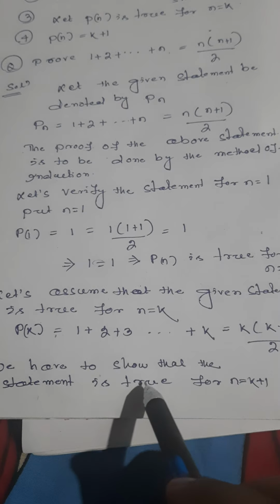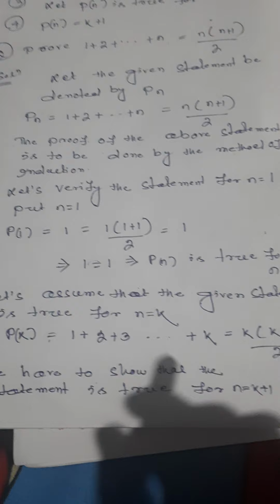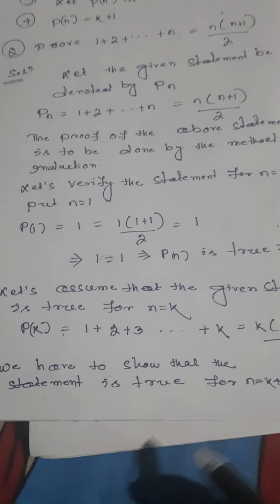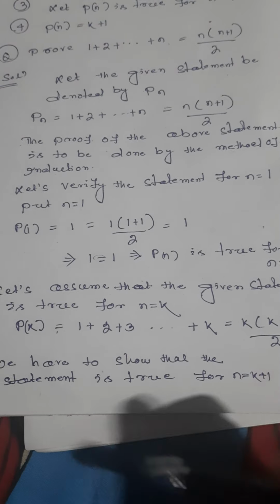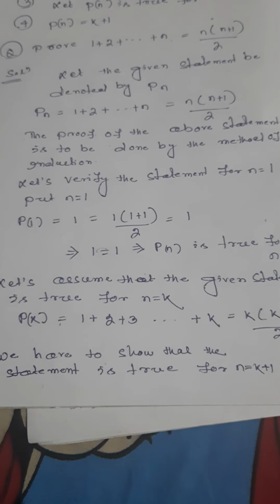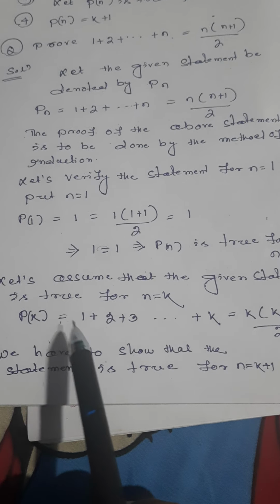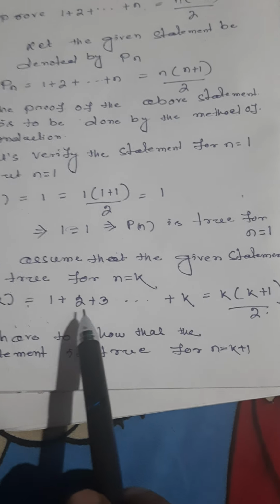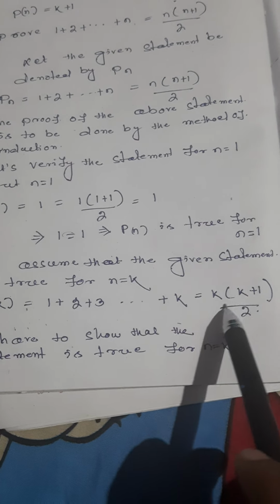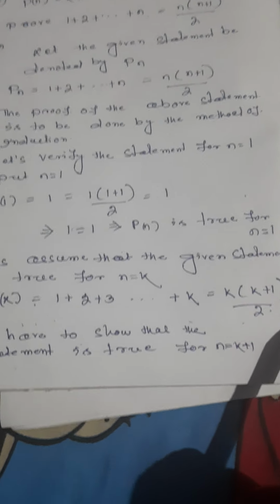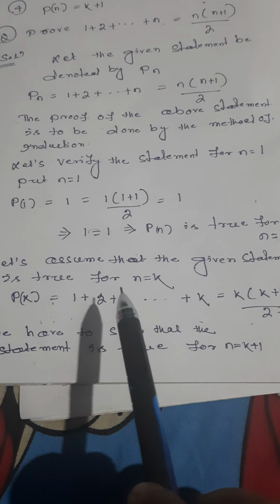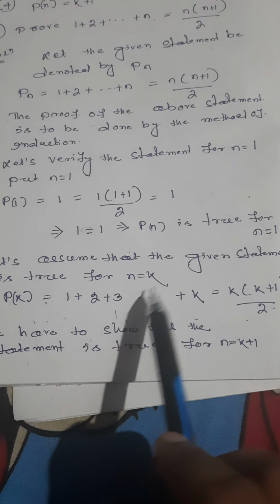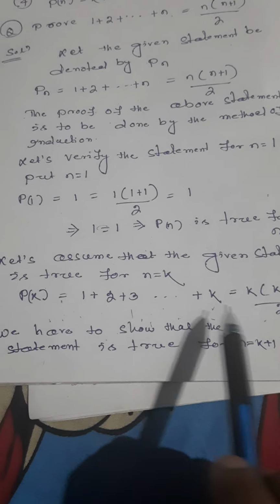Let us assume that the given statement is true for n is equal to k. We have already finished n for 1. So in the place of n, we put k. So here we can write Pk is equal to 1 plus 2 plus 3 up to k is equal to k into k plus 1 by 2. At this point, we just assume n is equal to k, and also write it here.